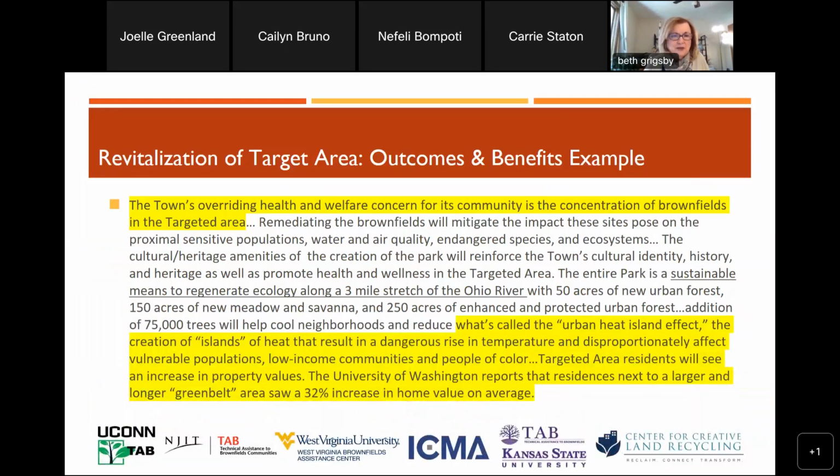Here is an example again, revitalization of the target area. I thought this was good because it talks about the overriding health and welfare of the citizens, but also in this particular case, it was a huge 40 acres of landfill on the Ohio River. They are developing an urban park. It's addressing some huge issues in the area, with 75,000 more trees to cool the neighborhoods and reduce the urban heat island effect, and these are things for vulnerable populations, the young and the old, low income. That's rough. So this was a good example. Next slide, please.